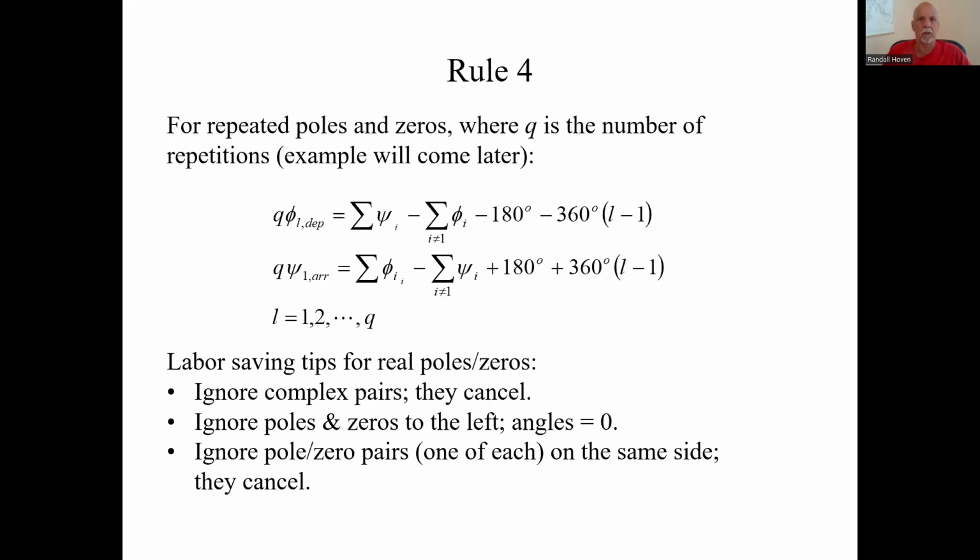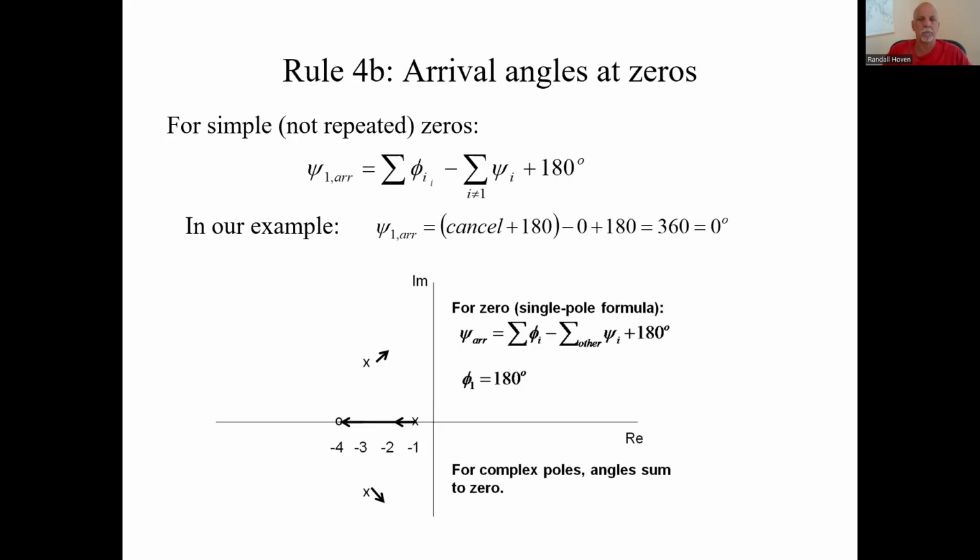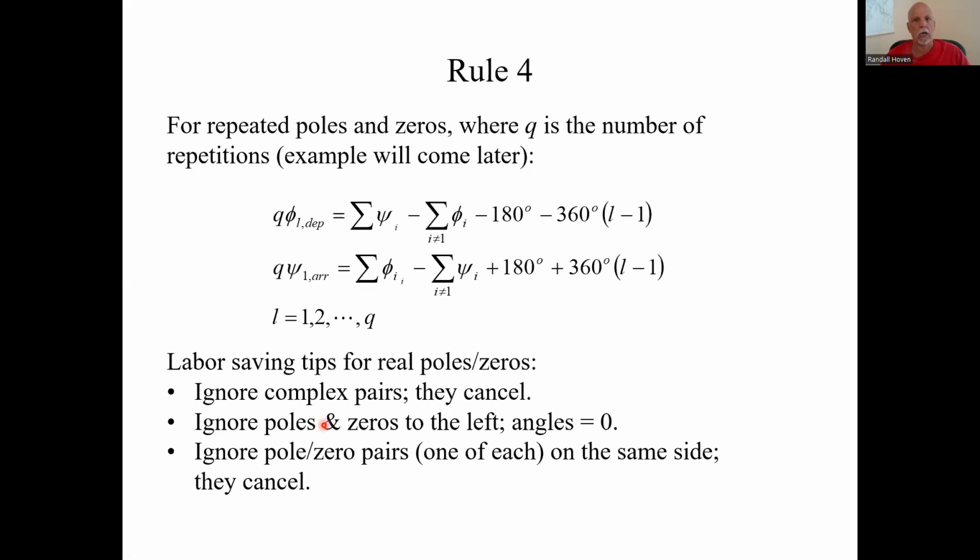Where do we stand? If you have repeated poles and zeros, it's a slightly more complicated formula. Put this on your formula sheet. I'll do an example later where this happens.